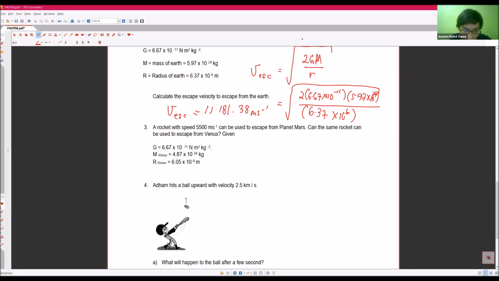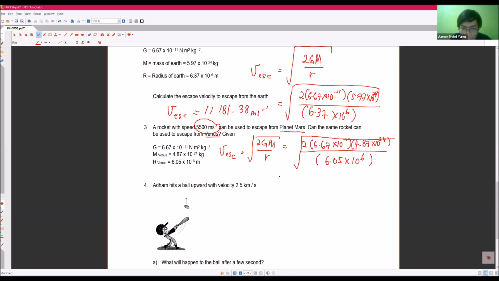Okay, number 3: a rocket with speed 5,500 meter per second can be used to escape from planet Mars. And the same rocket can be used to escape from Venus. So this is the speed, and we need to calculate the escape velocity for Venus. Square root of 2GM over r equal to 2, 6.67 times 10 to the negative 11. The mass of Venus is 4.87 times 10 to the power 24, over 6.05 times 10 to the power 6. Square root it all. Make sure that you do the square root at the final step.